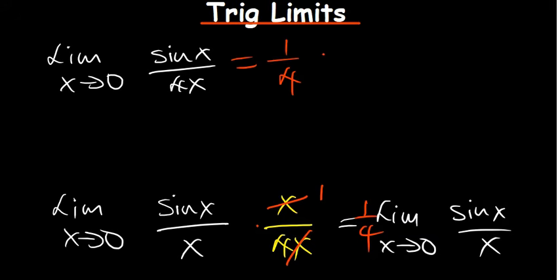Now we know that whenever you have x approaching 0 and x is matching with the bottom, then it's equal to 1. Therefore our answer just becomes 1 over 4. Okay, that's a good one, right? Let's look at another one.